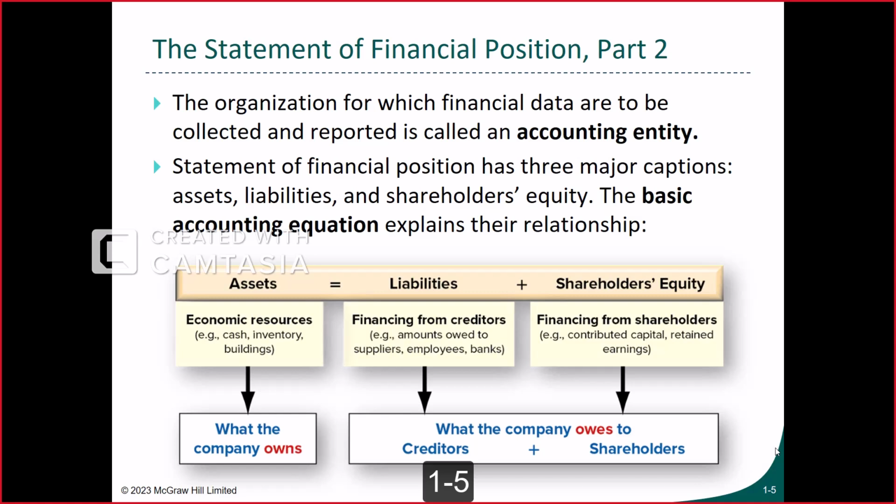Land, goodwill, investments, software, computers. These are the assets of the company. And it shows the dollar amount, the accounting value, the book value of these items.